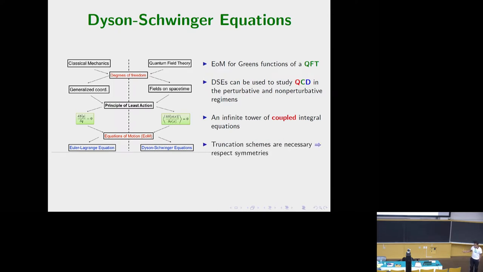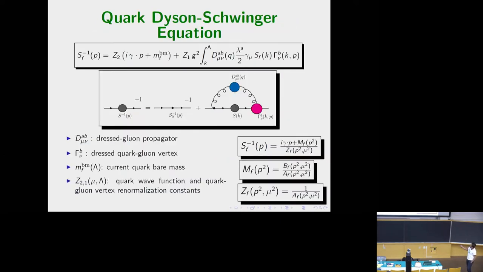As I said, the phenomenon of mass generation is encoded in the quark Dyson-Schwinger equation. Then, in this work, we focus on this equation, whose explicit form is given by this expression at the top, where the first term is the free part, and the second part is called the quark self-energy, which introduces quantum loop corrections to the quark propagator. The exact solution of this equation gives me the dynamics of the quark, which means all the possible ways a quark can propagate. These objects are the principal ingredients of this equation.